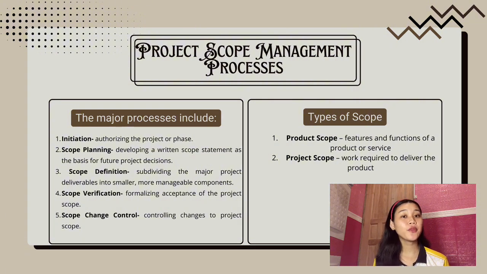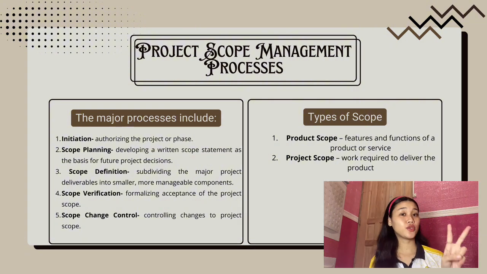Third is the scope definition, which is about subdividing the major project deliverables into smaller, more manageable components. Fourth is the scope verification, which is about formalizing acceptance of the project scope. And last is the scope change control, which is about controlling changes to the project.